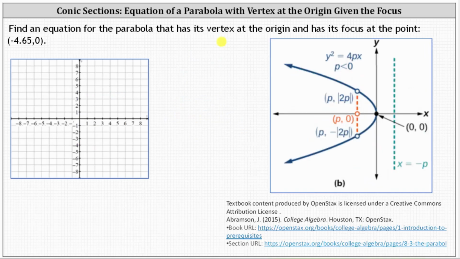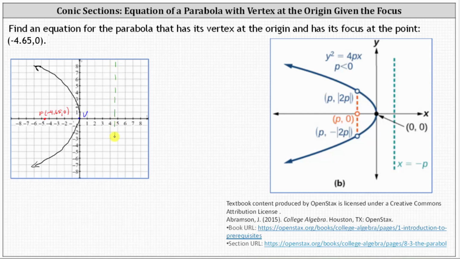Once again, we're given the vertex is at the origin, and now the focus is the point (-4.65, 0), which should be approximately here. And therefore, the parabola must open to the left and look something like this. And again, if we wanted to, we know the directrix would be parallel to the y-axis and would be 4.65 units to the right of the vertex, giving us the vertical line x equals 4.65, which would be approximately here.